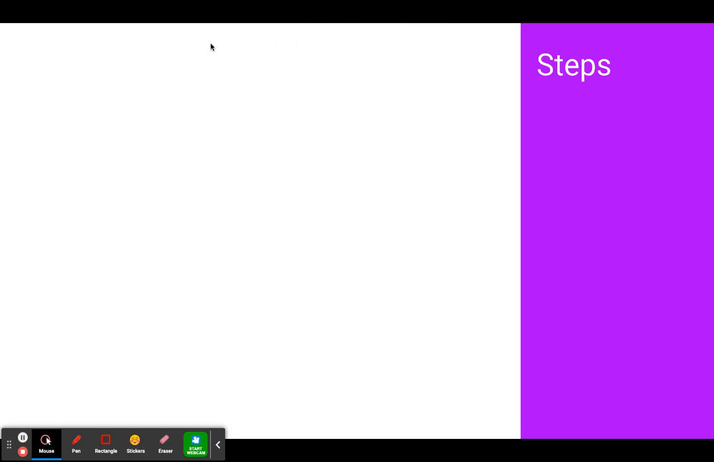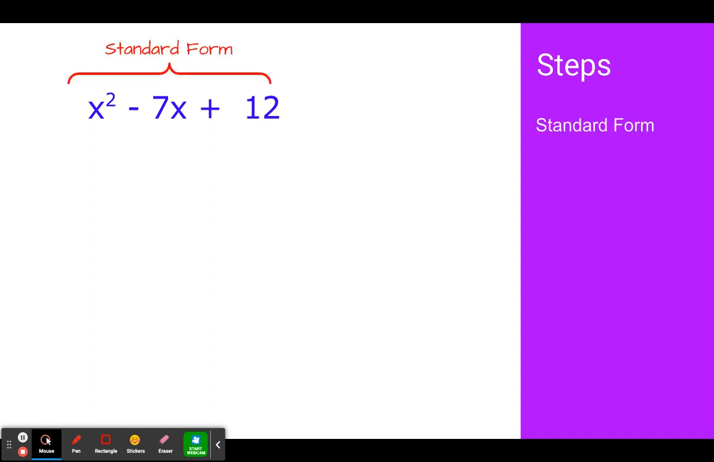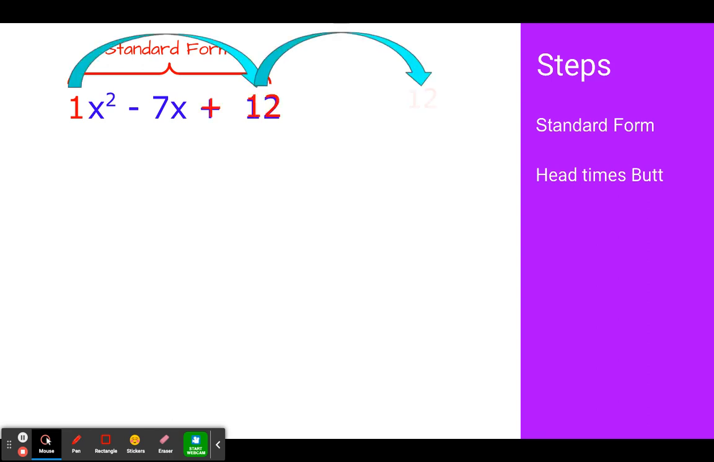We're going to take a look at 3 more examples of factor by grouping. Here's our example, x squared minus 7x plus 12. I can check that this is already in standard form: something x squared plus something x plus a constant. If we do head times butt, remember there's a 1 in front of that x squared. 1 times 12 is a positive 12.